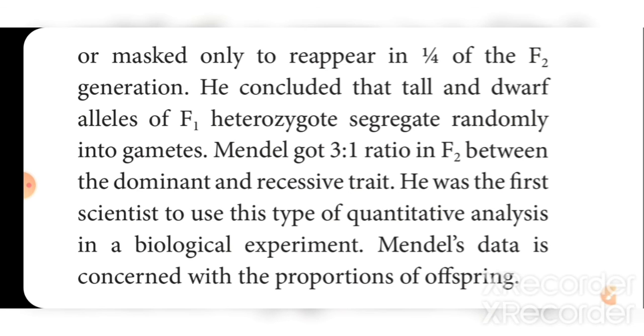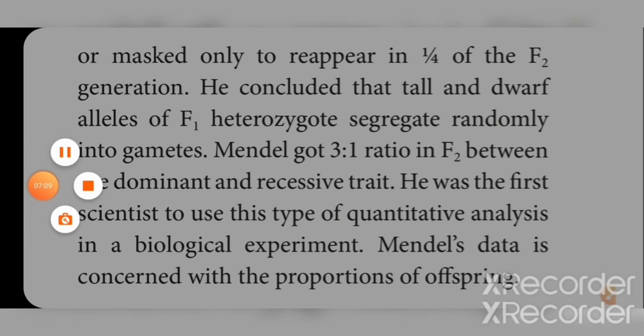Mendel got a 3:1 ratio in F2 between the dominant and the recessive trait. He was the first scientist to use this type of quantitative analysis in a biological experiment. Mendel's data is concerned with the proportions of offspring.